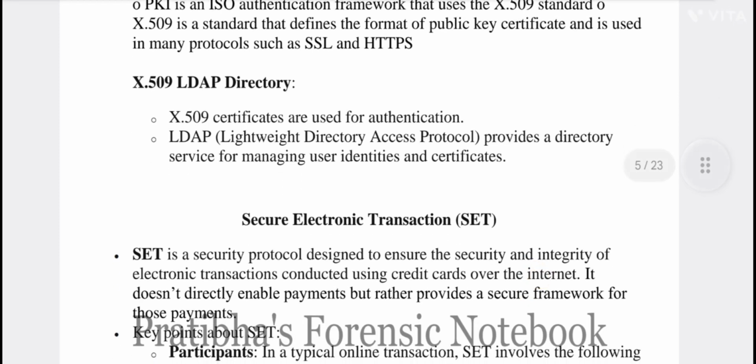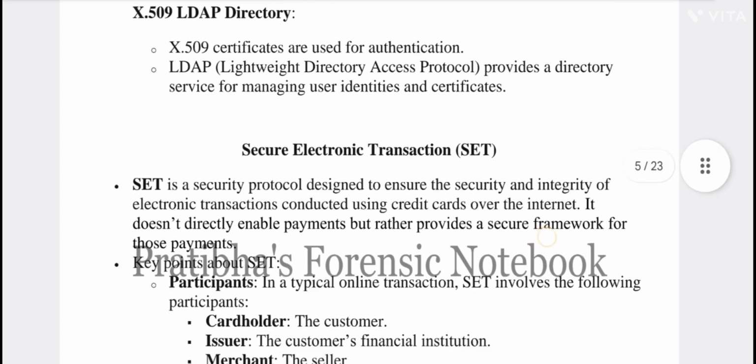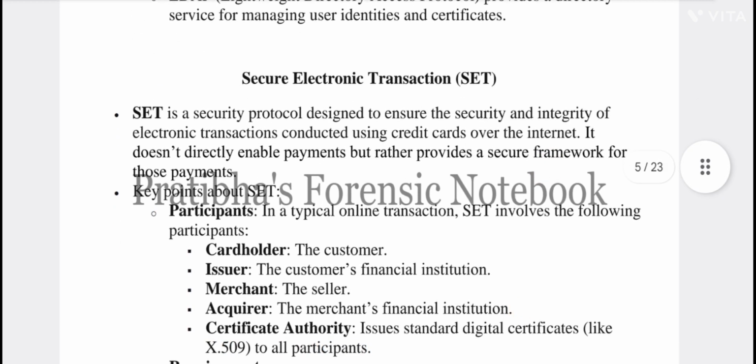Now let's move on to the next topic, Secure Electronic Transaction. For this I have already shared the notes with you in the WhatsApp community. I hope you all studied those notes. So now let's check this again.